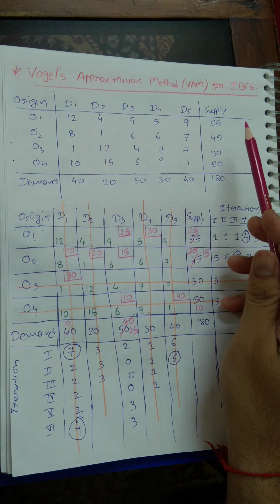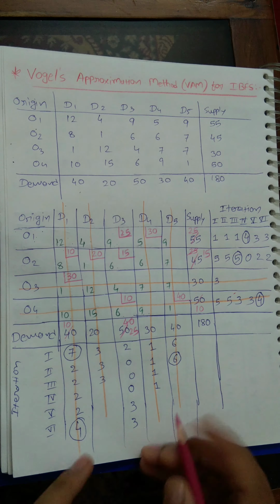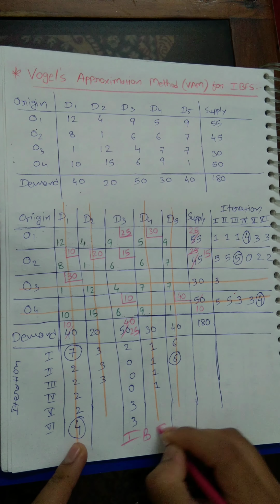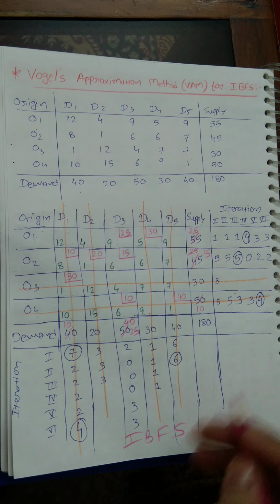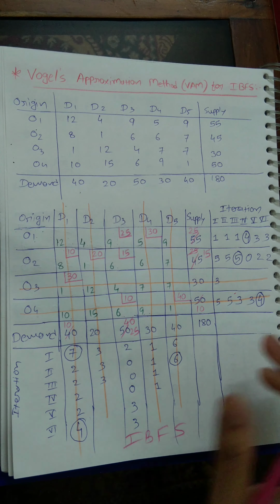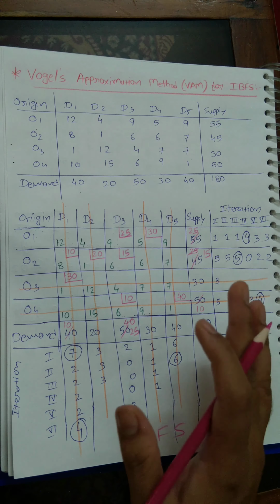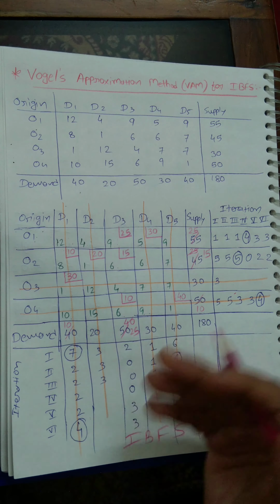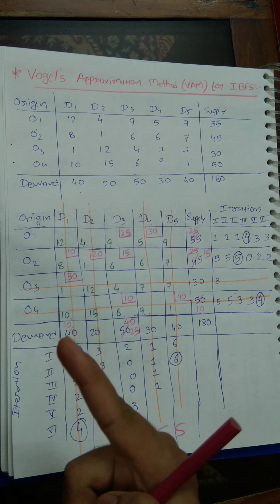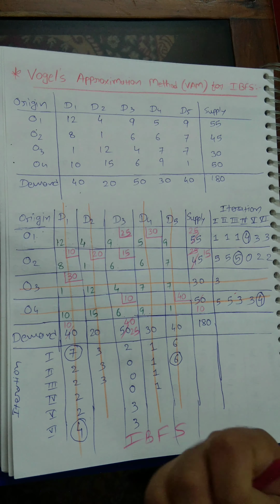So this is the overall procedure for the initial basic feasible solution by Vogel's approximation method. In the next video I am going to compare all the three methods which we have seen so far: the northwest corner method, the least cost method, and Vogel's approximation method. These three methods will be compared in the next video, and I will show you which method is the best.